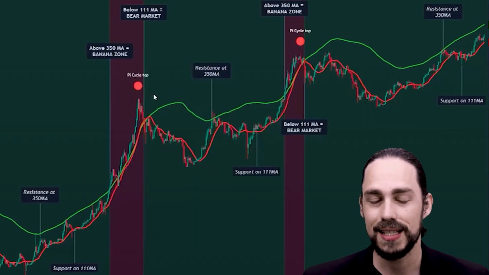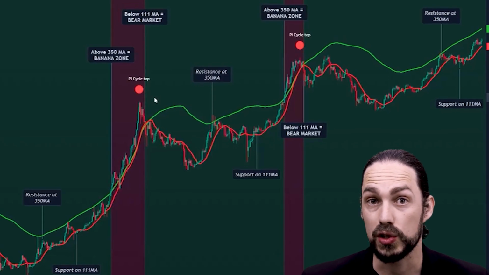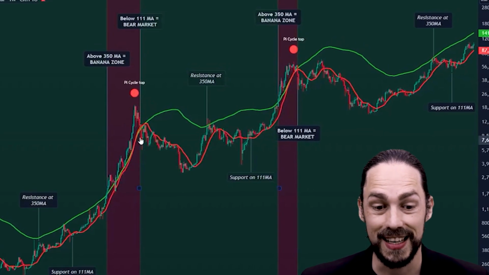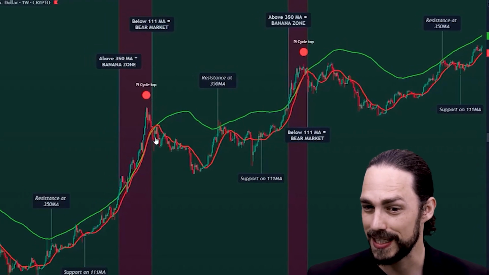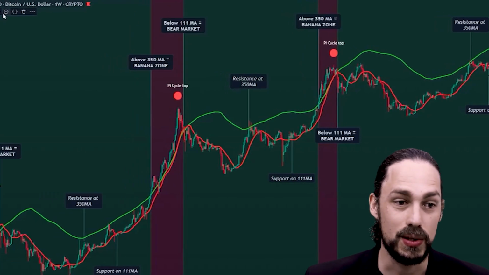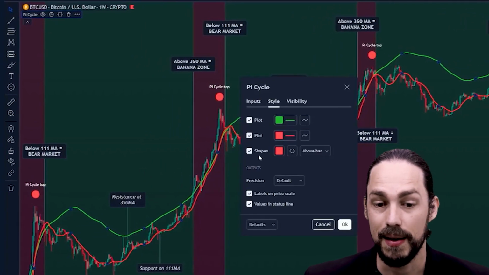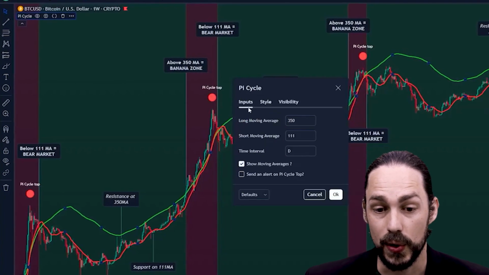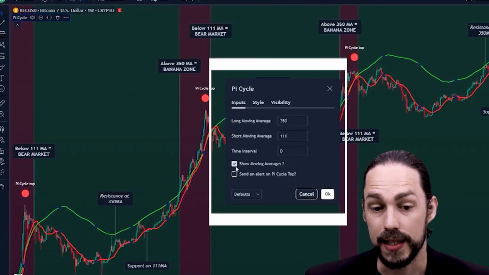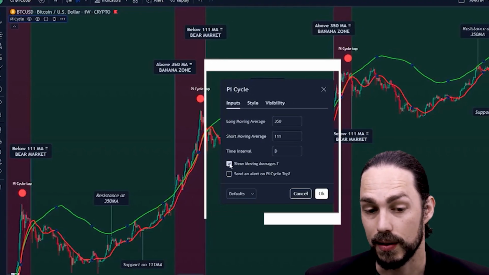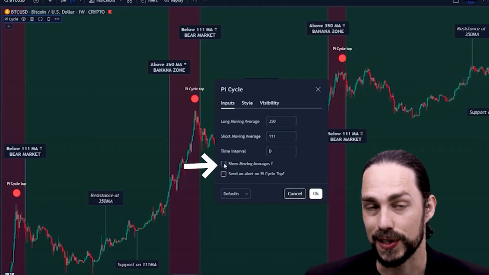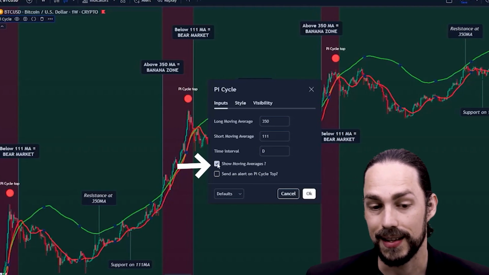Now I've changed the settings just to display the moving averages as well, so we can see the green line and the red line, and I'm going to go into more detail on what these lines mean. But to do that, just go to the settings. When you open it up, make sure that your moving averages are actually displayed on the chart. It's this little button here. If I take that off, it's going to remove the line. So just make sure that that is enabled.